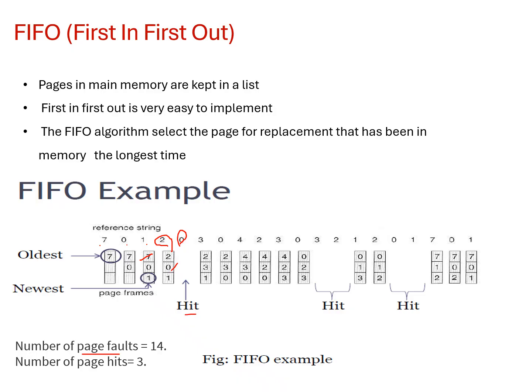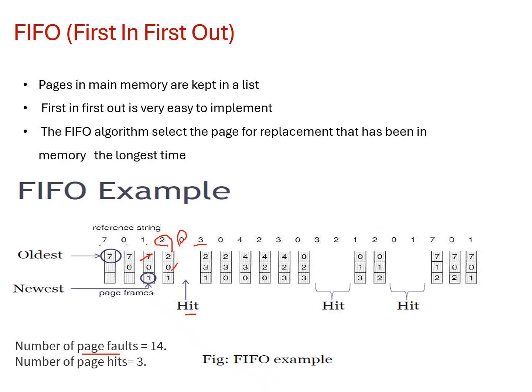Then again the frame is 2, 0, 1. You want to place 3. Then which is coming first? 0. So replace 0 and place 3, giving 2, 3, 1. Then 0 is not there. Place 0 here, and then 4. So keep on moving like this.